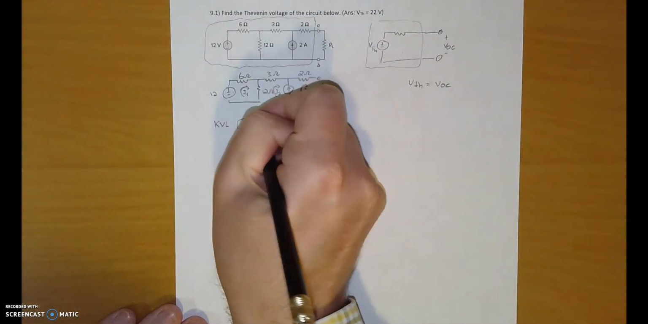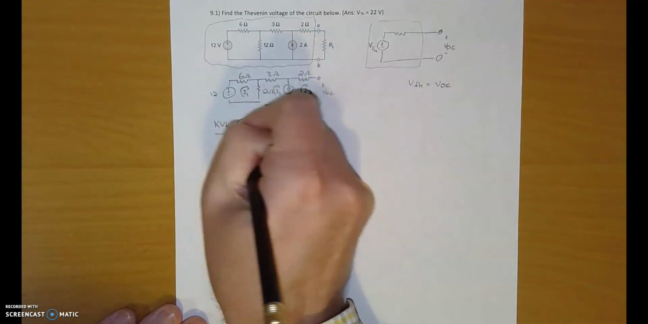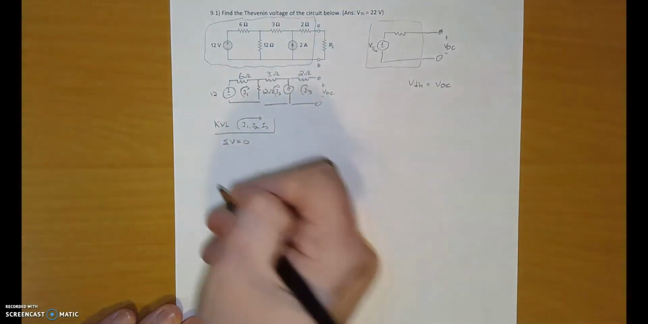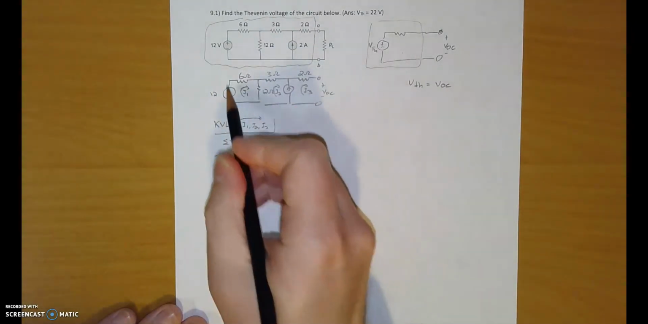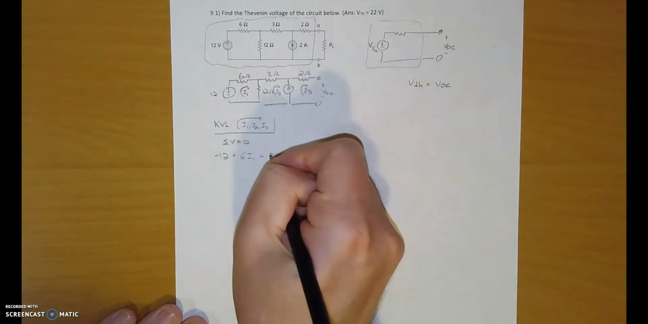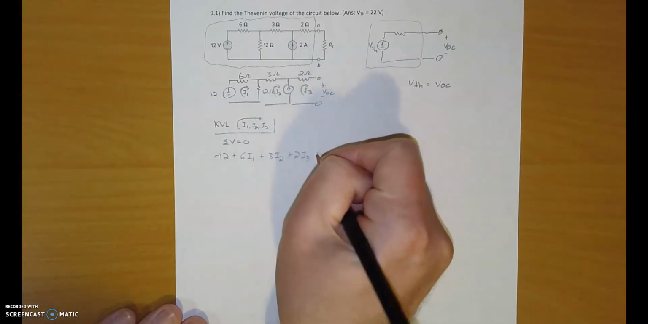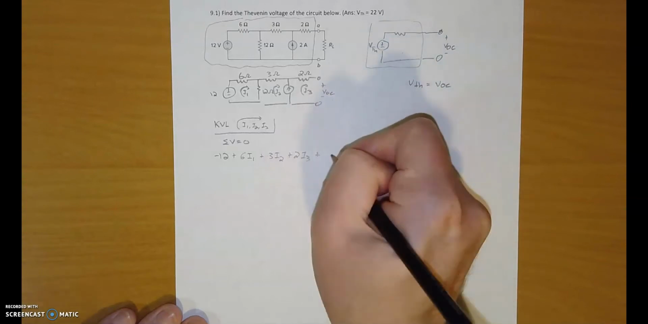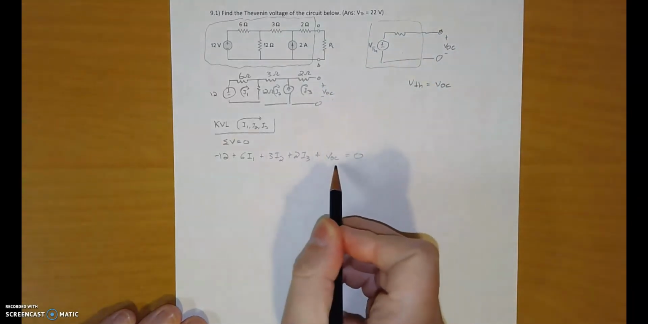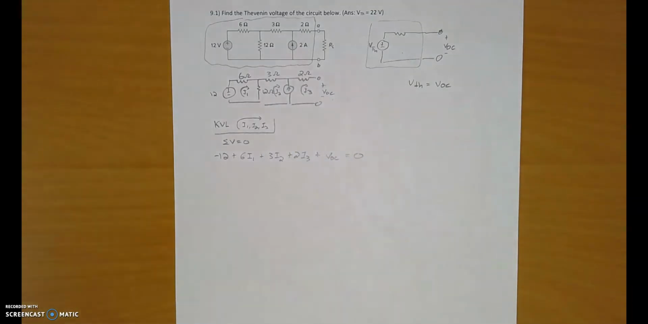So I'm going to go around the outside of this thing. So I'm going to have I1, I2, and I3. I'm just going to go around the outside. This is sum of voltage equals 0. So I will start at the 12. So minus 12 plus 6 I1 plus 3 I2 plus 2 I3 plus V open circuit. So the point of this equation is to get V open circuit. So I want to solve for this. So that means I need to find I1, I2, and I3.